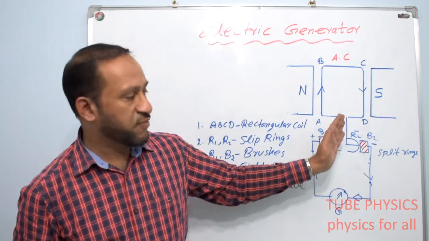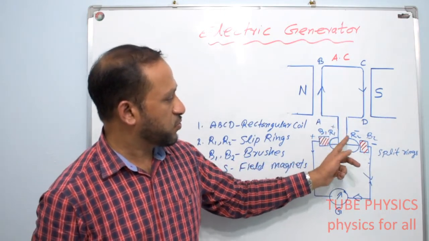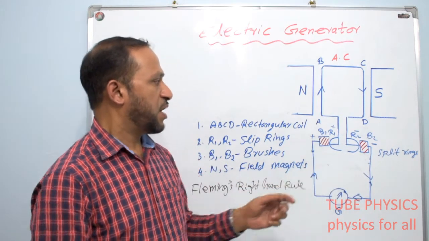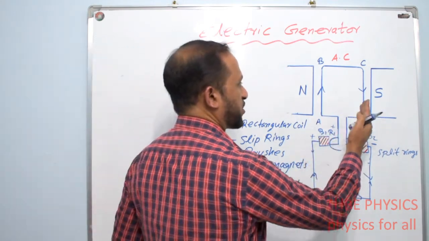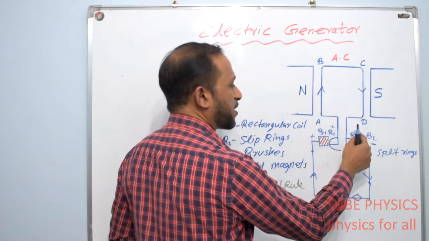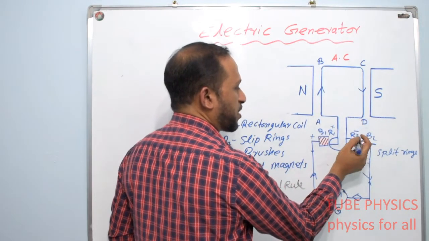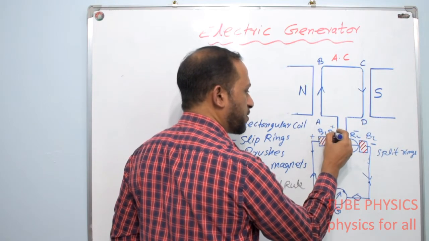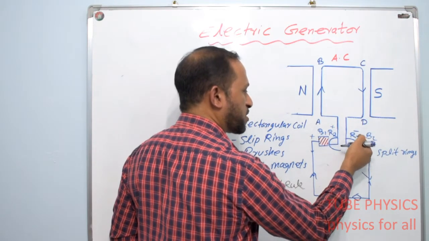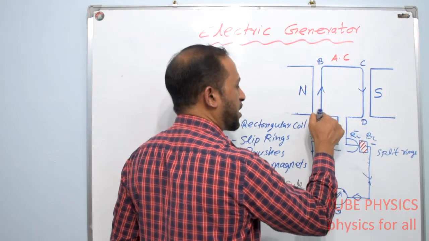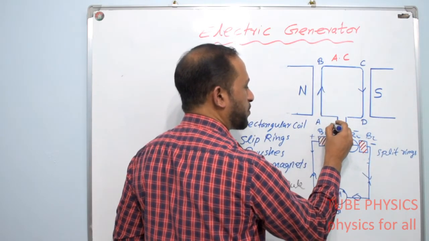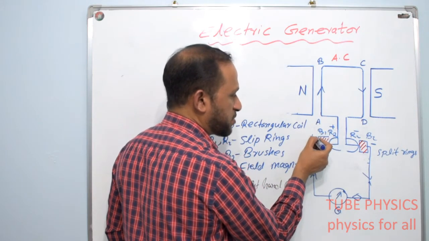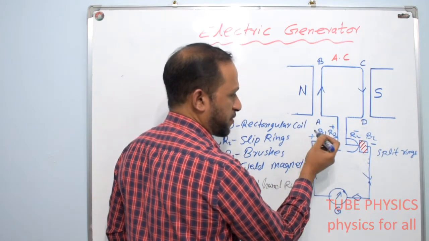At the end of the first half rotation, ring R1 will go to brush B2 and R2 will come to brush B1. And we know that in the second half rotation, when CD reaches here, ring R2 becomes positive. So in the second half rotation, ring R2 will reach B1, and when ring R2 reaches B1, current will be flowing in the upward direction, so R2 becomes positive, and in the external circuit through the brush B1 we will still be getting positive current here.